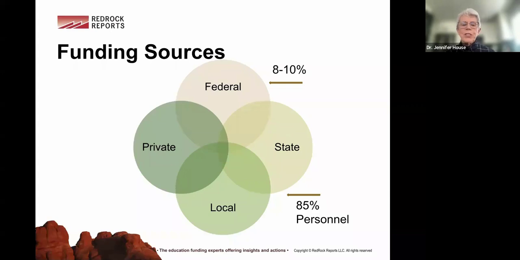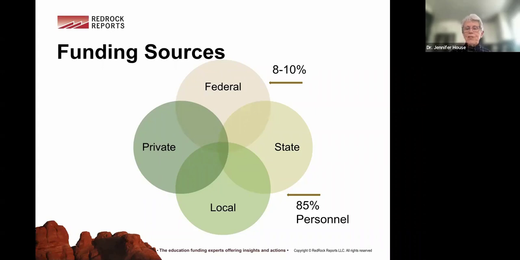So the funding sources: I'm looking at the federal funding, the state funding, local funding, and private funding. But the important thing to remember is that state and local is the biggest amount of money in terms of school funding. When I was in the district office, 85% of it went for personnel. And the other 15% was pretty much already pre-committed, going for textbooks, consumables, et cetera. So really that discretionary spending is that federal funding.